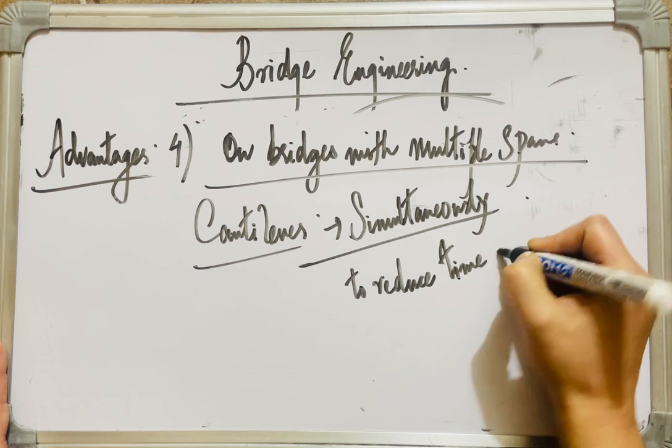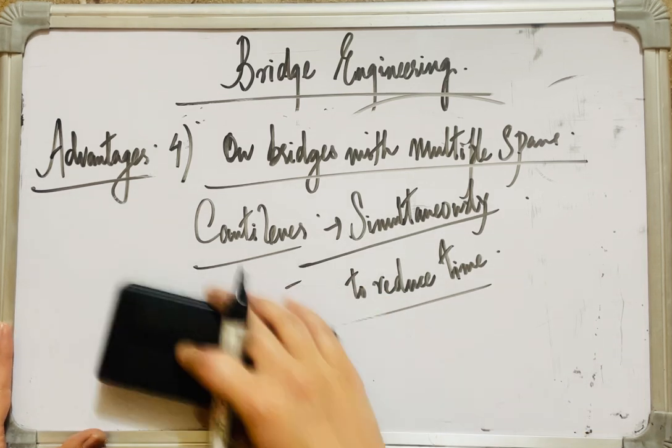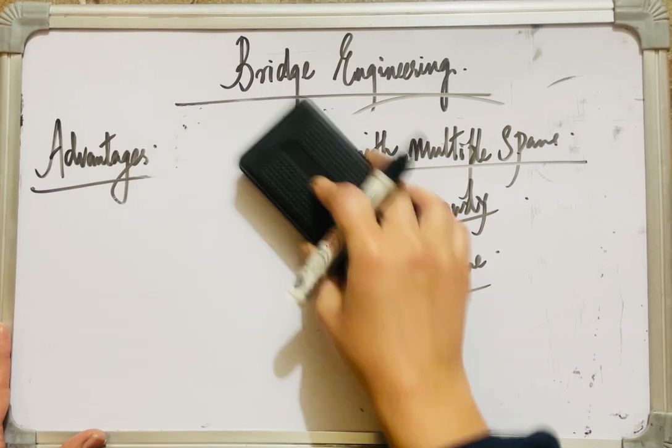So these were about the various advantages of cantilever bridges. The fourth and the last one that we have discussed over here is that on bridges with multiple spans, the cantilevers can be built simultaneously and that will reduce the time. Now let's study disadvantages.